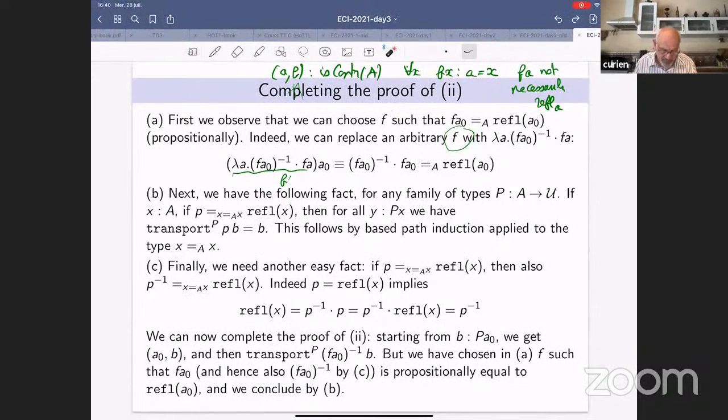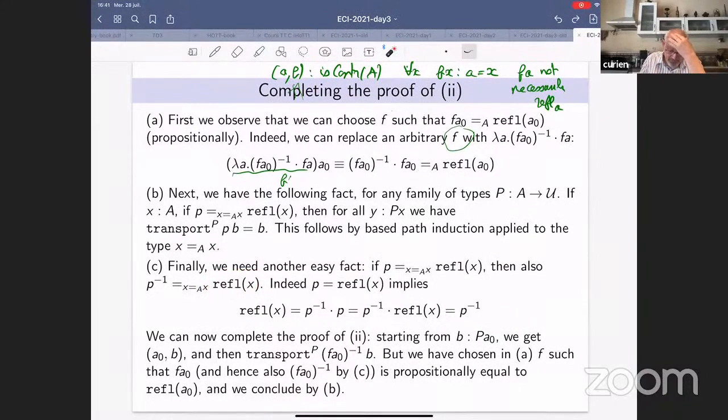So with these two observations, no, there's a third observation here. Let's look at this first observation. Yes, it's another easy observation. If you can prove that a path is propositionally equal to ref, then the inverse of this path can also be proved to be propositionally equal to ref.